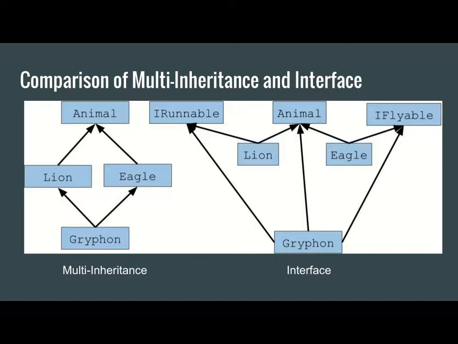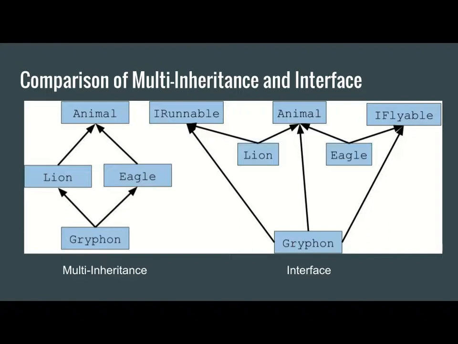So what happens is that lion inherits from animal and implements the I-random interface. Eagle inherits from animal and implements the I-findable interface. And then we have griffin. It inherits from animal and implements two interfaces. So because griffin inherits from animal and implements I-random, it looks like griffin and lion have something similar. Or we can say griffin is similar to a lion.